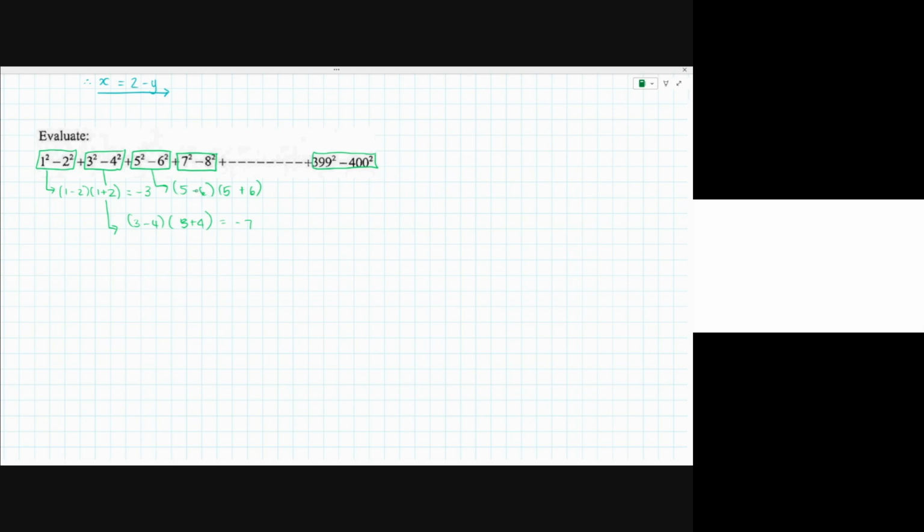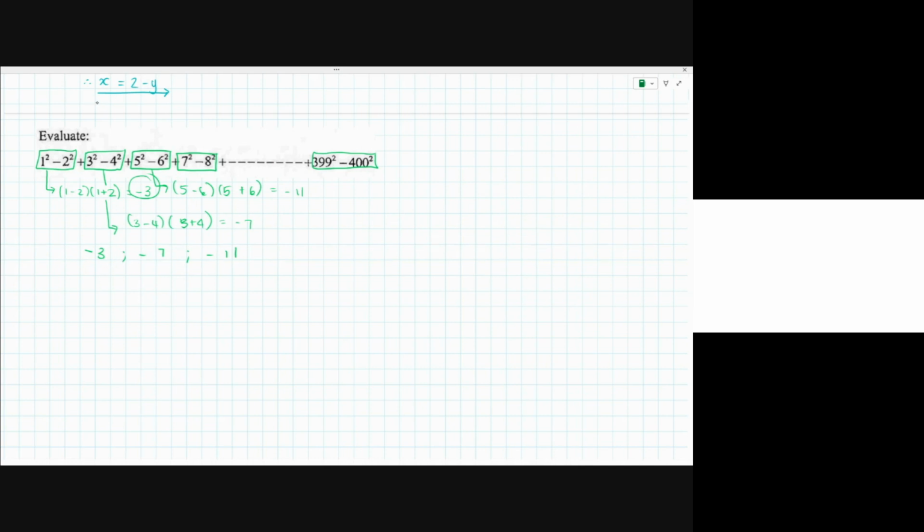So hopefully we're seeing a bit of a pattern here. It's always negative 1 times something. 5 plus 6, 11, negative 11. So if we write this out as a sequence, my first term was negative 3. Then I had negative 7. Then I had negative 11. And hopefully what we see here is this forms an arithmetic situation.